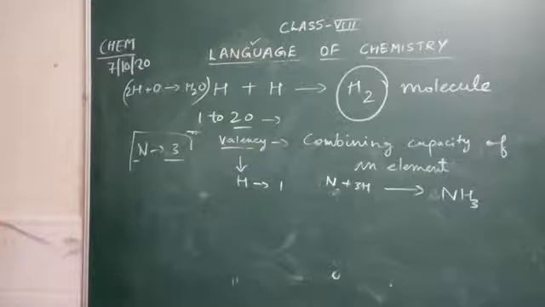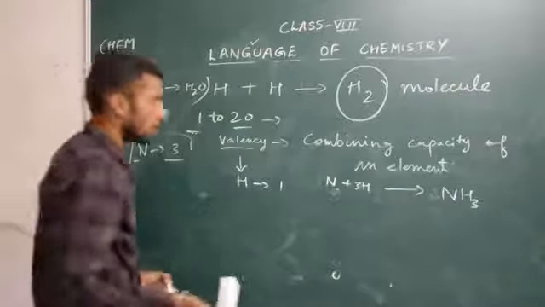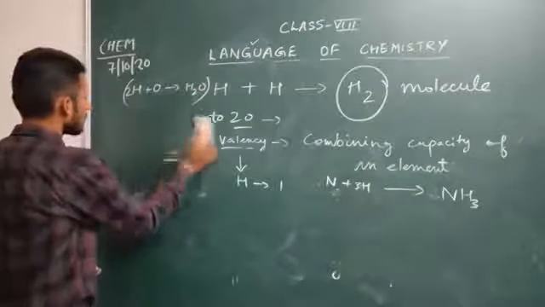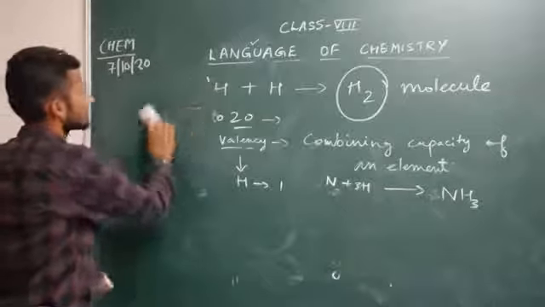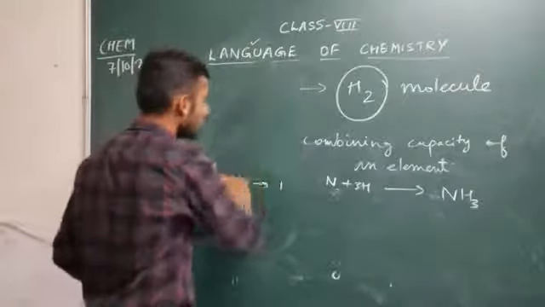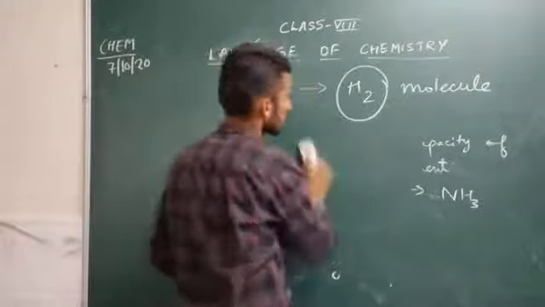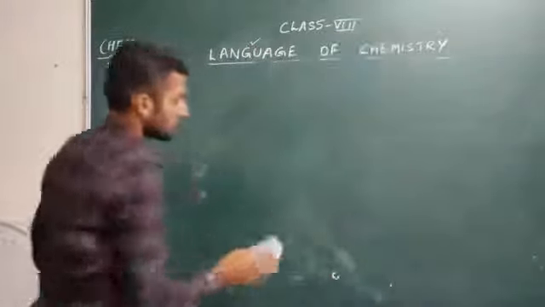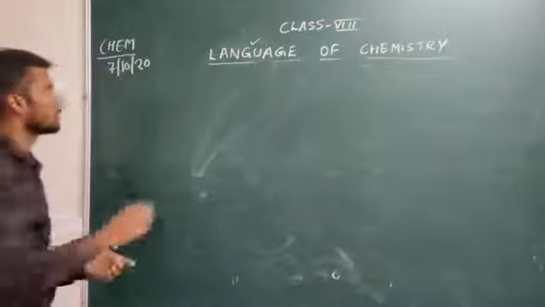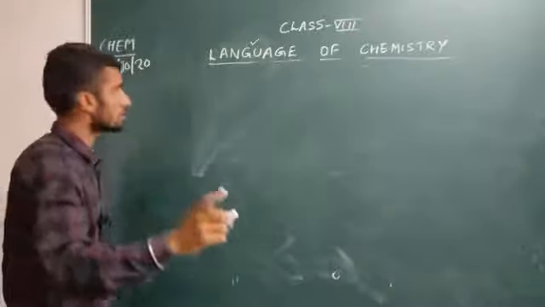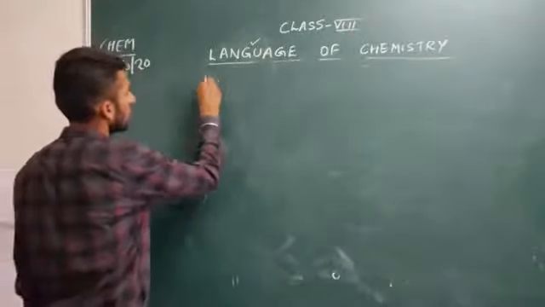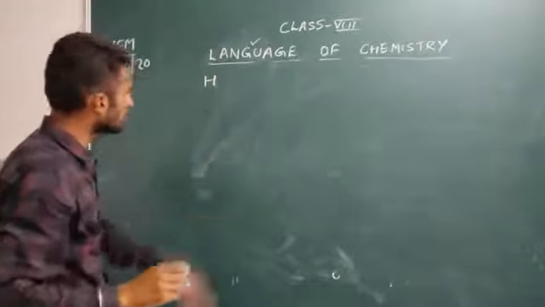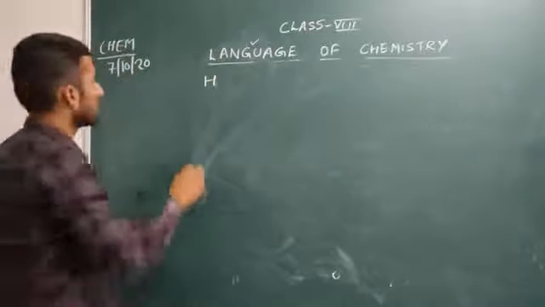The valency of elements can also be calculated with respect to the combining capacity with other elements, not only with hydrogen but with other elements also. First of all, as I told earlier, you have to learn the first 20 elements. So now I am going to tell you the first 20 elements.